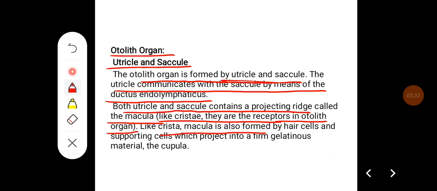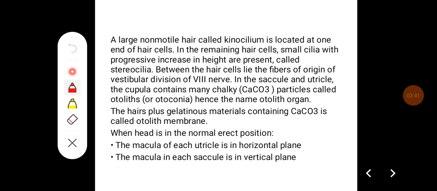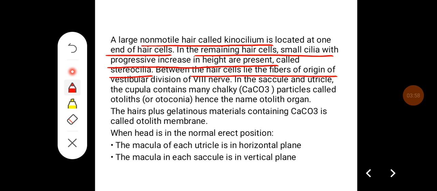Like crista, macula is also formed by hair cells and supporting cells which project into the firm gelatinous material which is called as cupula. A large non-motile hair cell called as kinocilium is located at one end of the hair cells. In the remaining hair cells, small cilia with progressive increase in the height are present and they are called as stereocilia. Between the hair cells lie the fibers of origin of vestibular division of eighth nerve.